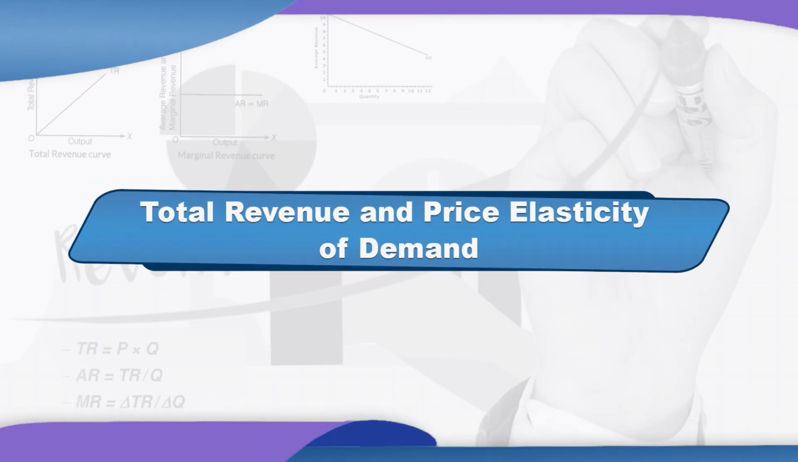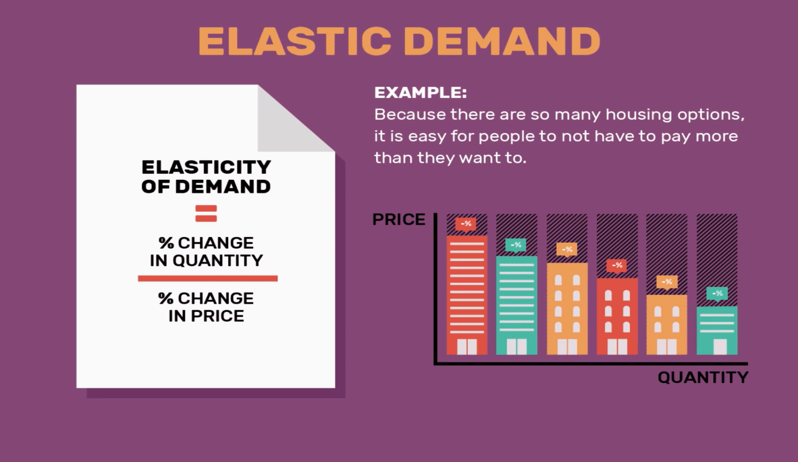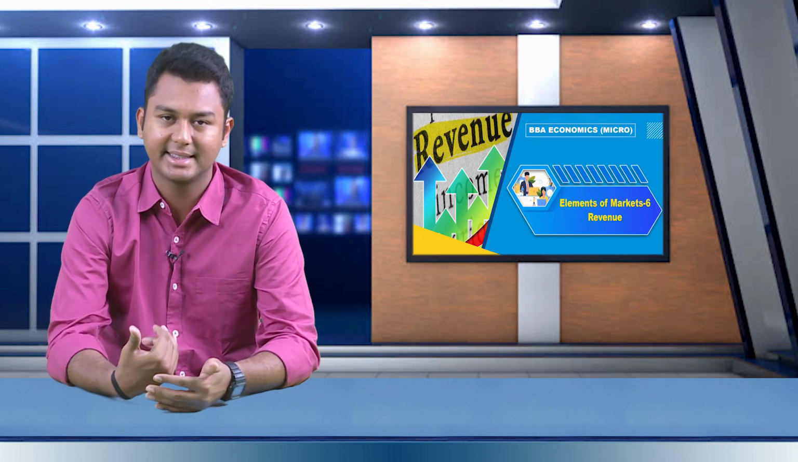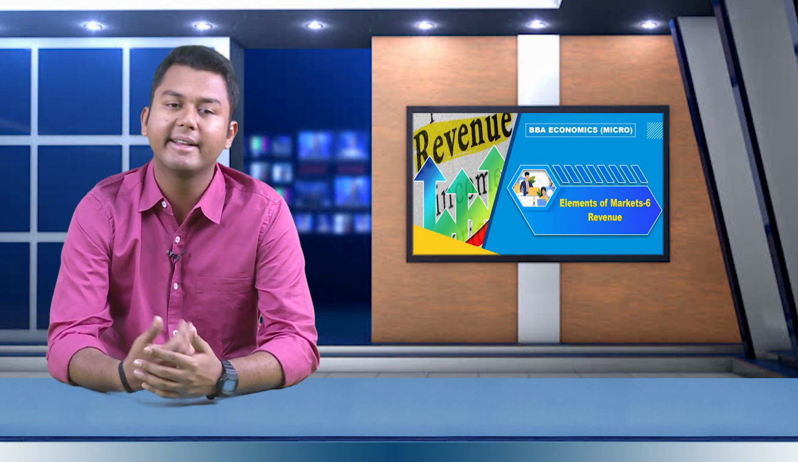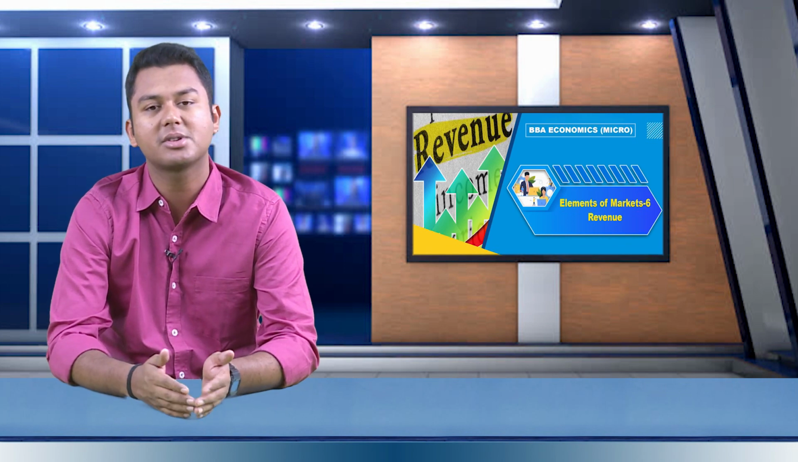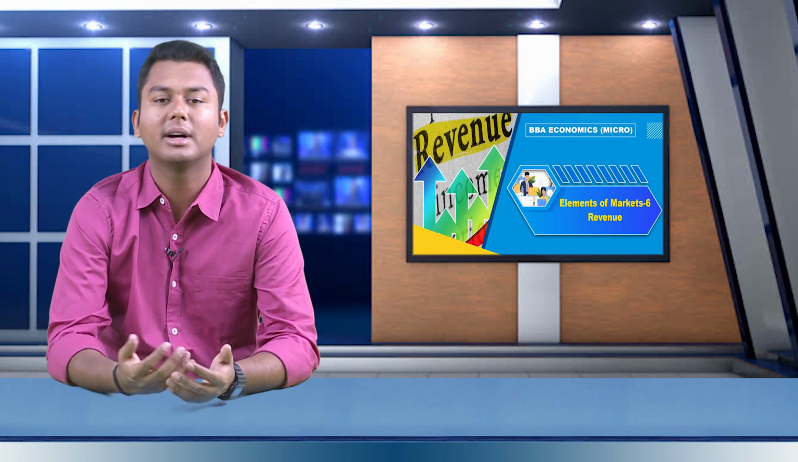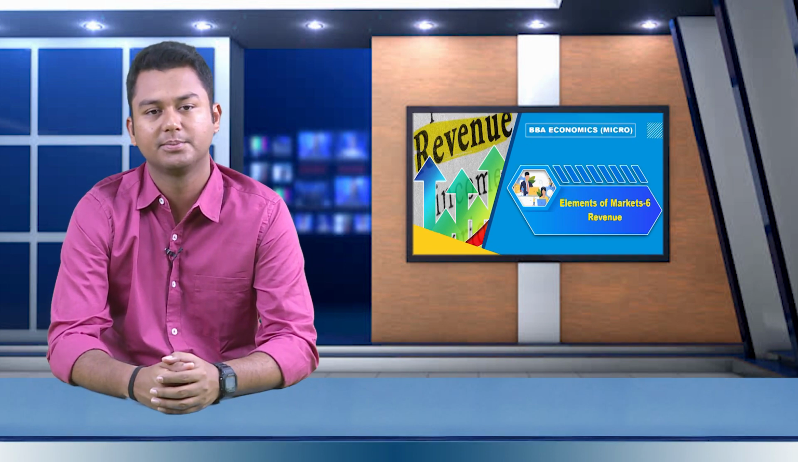Now, let us understand the relationship between total revenue and price elasticity of demand. When demand is elastic, a decrease in price leads to a proportionately larger increase in quantity sold, which can increase total revenue. Whereas when demand is inelastic, that is less responsive, a decrease in price leads to a proportionately smaller increase in quantity sold, thus leading to a decrease in total revenue.